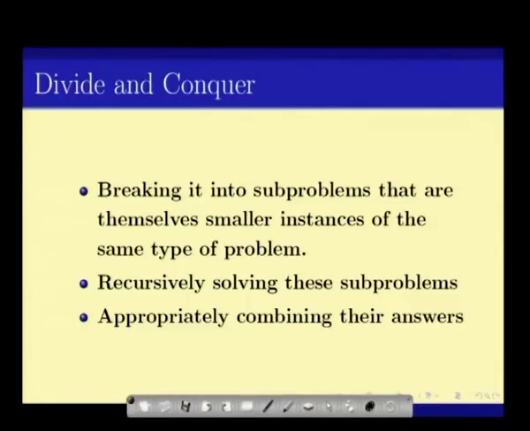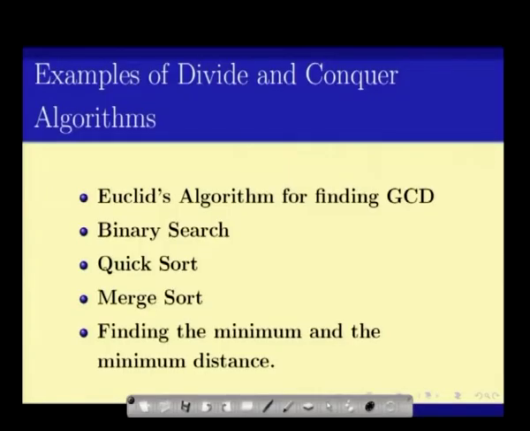In the divide and conquer algorithm, we first break the main problem into smaller and smaller subproblems. Then we solve recursively on each of these subproblems, and finally we combine them to get the answer. We have seen quite a number of such algorithms: the Euclid algorithm for finding GCD, binary search, the classic divide and conquer approach of quick sort and merge sort, and also how to find the minimum in a set and the minimum distance among a set of points. In the last lecture, we saw how to get the minimum distance among a set of points in R2.